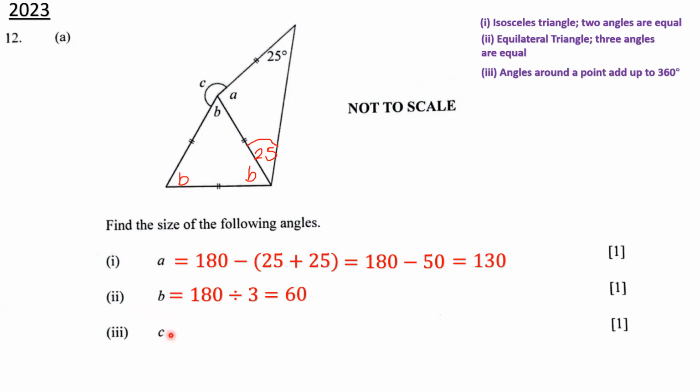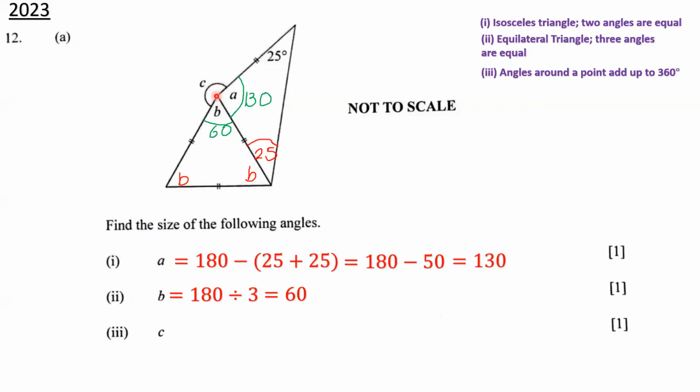Now, in order to get C, the first thing we have to remember is angle A, right? Angle A is equal to what? 130 degrees. Okay, so let's put that there. And we have to remember that angle B is equal to what? 60 degrees. So angle A is 130 and angle B is 60 degrees. And so how are we going to figure out what angle C is?